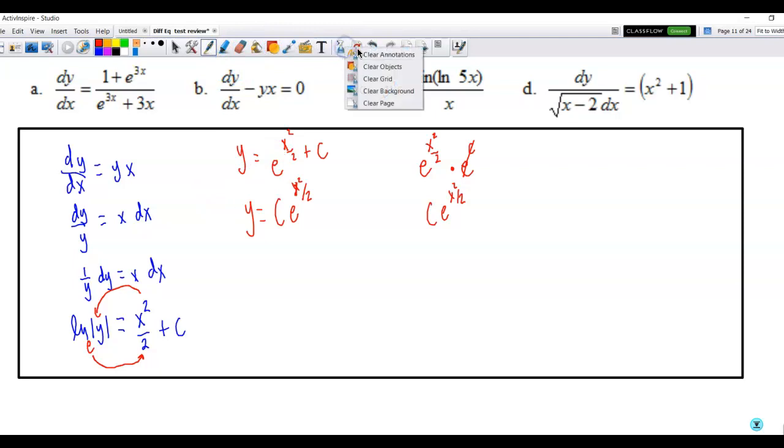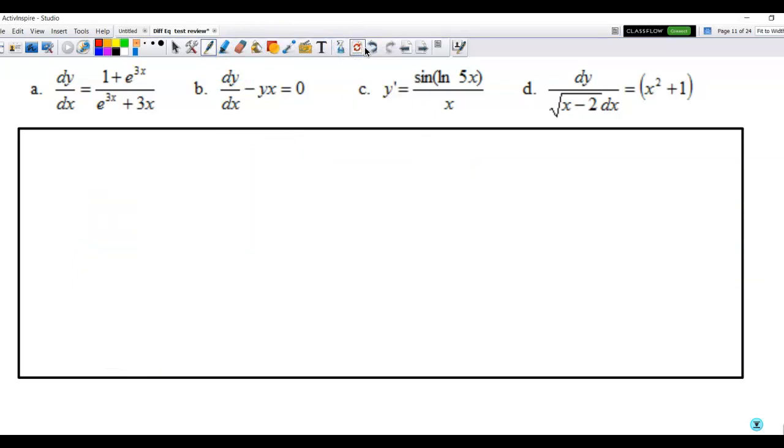So for letter C, I don't see any separation that needs to occur because all of the x variables are on the left-hand side. So I'm just going to change the y prime into dy dx. Well, actually, I'm going to go ahead and get the dx on the right side. So dy is equal to sine of ln of 5x over x dx. So I'm searching my integration strategies, and certainly that's not what I would call a, quote, normal situation.